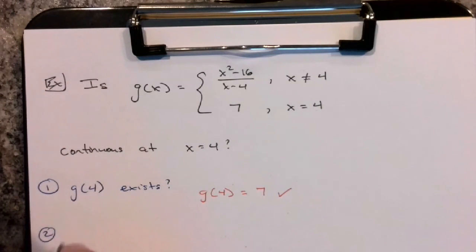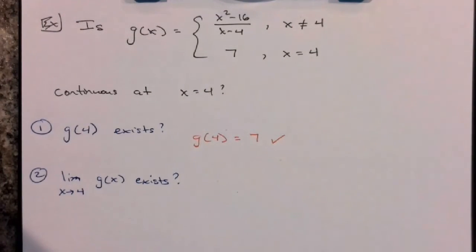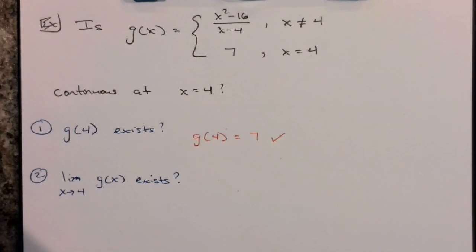Step 2, we want to make sure the limit as x approaches a, which in this case is 4, of g of x exists. Now when I look for the limit, remember how you find the limit. You're looking to the left and the right of that x value. It doesn't matter what happens at the x value. We don't care about that. What happens as you approach the x value.